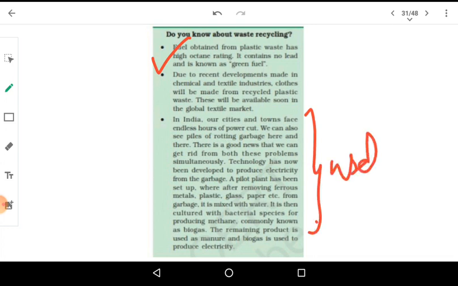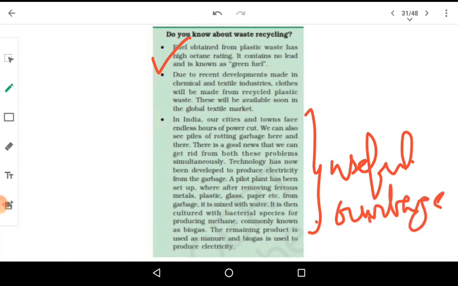It is a beautiful thing because you can convert garbage into electricity. Garbage is converted into electricity. So this is very good.